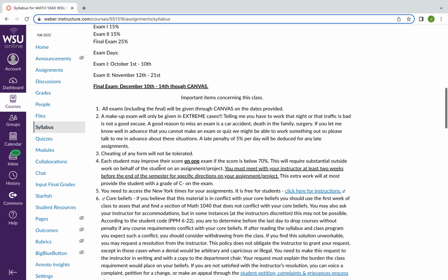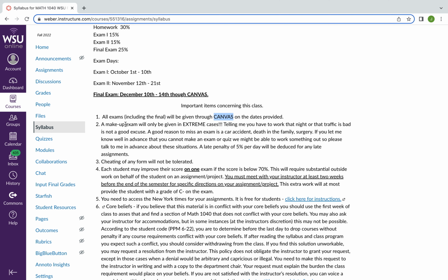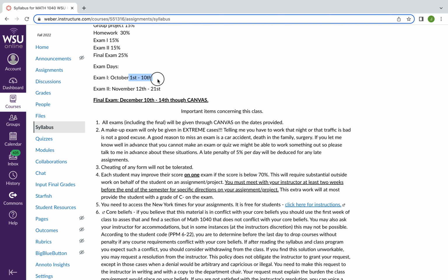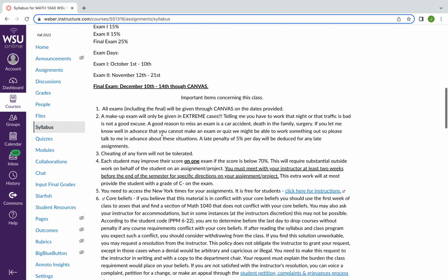And just a few pieces of important information. Everything you need to know is in Canvas, okay? There shouldn't be a reason why you need to make up an exam because they're open for more than a week. Exams 1 and 2. The final exam has a smaller window because it is given during the final exam week. Okay. I want to note that you have a review for your exams 1 and 2, but not for the final exam. Okay.